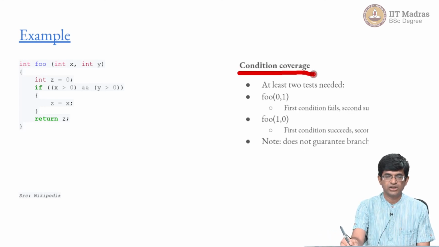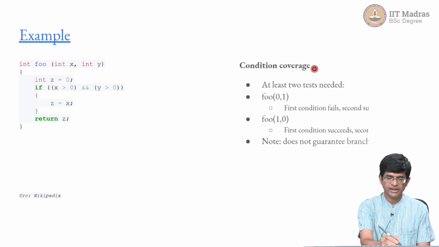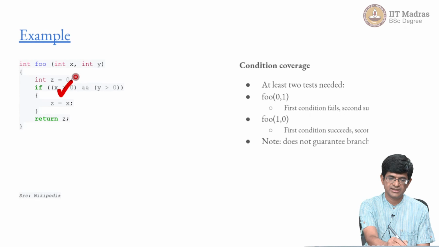And finally, there is something else called condition coverage, right? Now in condition coverage, what we are saying is, look, what were the conditions inside the if statement? There was x greater than 0 and there was y greater than 0. What are the possibilities for x greater than 0? Either it is greater than 0, or it is less than or equal to 0. So foo of 0 comma 1 would, for example, test the case where the first condition fails and the second condition succeeds. Whereas foo of 1 comma 0 would say that the first condition succeeds and the second condition fails.